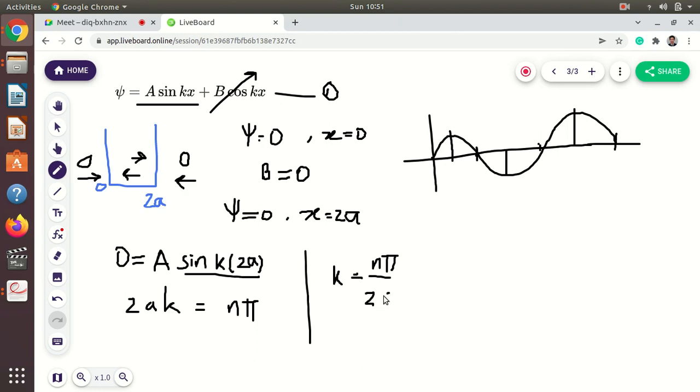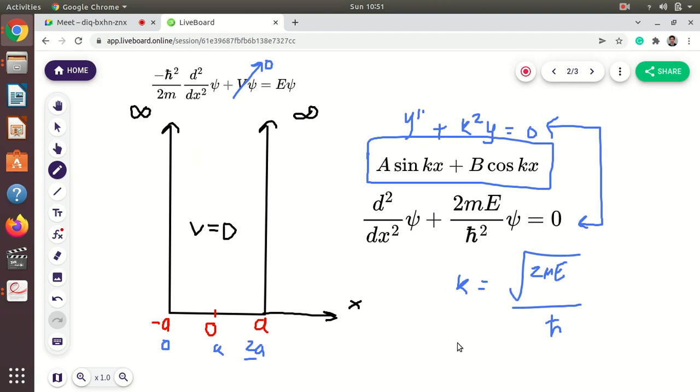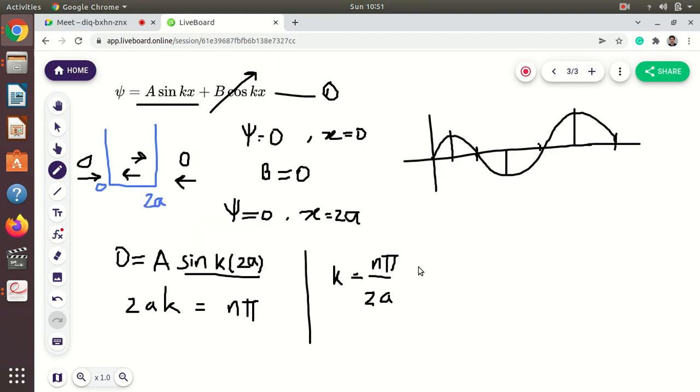Now compare this with the previous definition of k. This definition, under root 2mE upon h cross. So this is equal to under root 2mE upon h cross. Previously I had written this outside, so I hadn't written the square, but I have to now write the square. Okay.